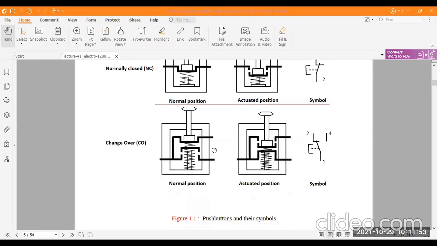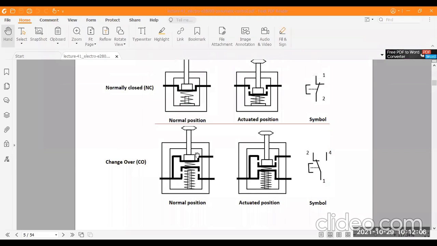Next, the third switch is the changeover. That is CO, the changeover push button switch. Here you can see the diagram of the changeover limit switch. This is the normal position. Here is one spring, and this is a push button switch where we push the switch.